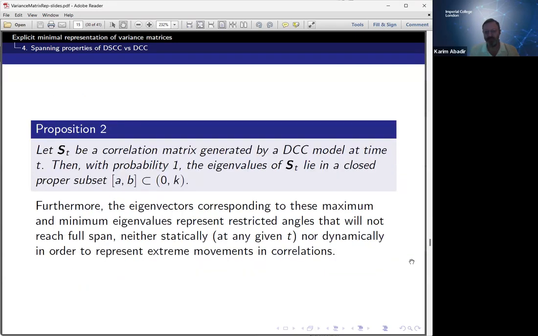And this proposition shows that DCC models, whatever the DCC model specification, whether it's the ILE modification or the original one, whether it's a 1-1 lag model or a PQ lag model, all of them have a restricted range for the eigenvalues. And that is a proper subset of the allowable range, which is 0 up to K. As a result, because the eigenvalues do not cover the full range, the eigenvectors will also not cover the full range, and the angles that you get will not span the full angles that you can span, neither statically at any given point in time t nor as you move across time.